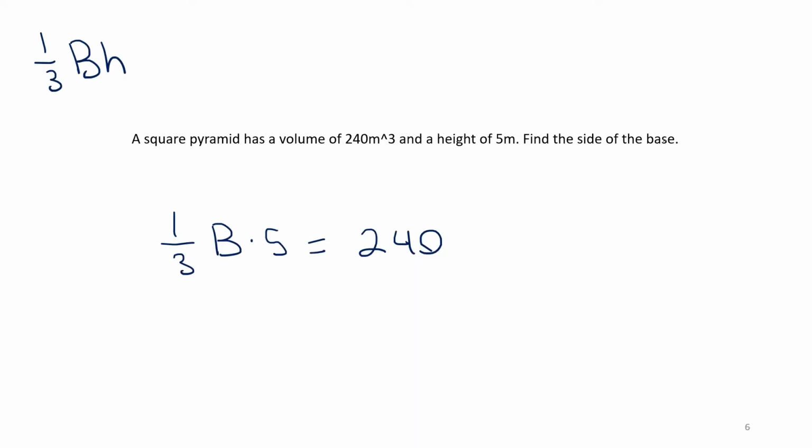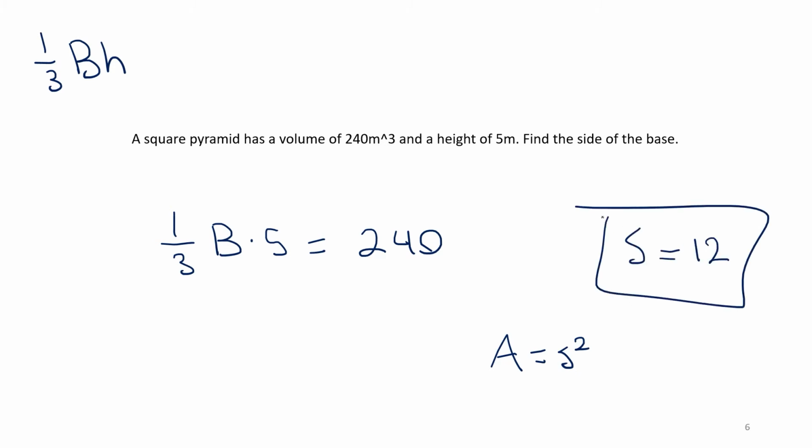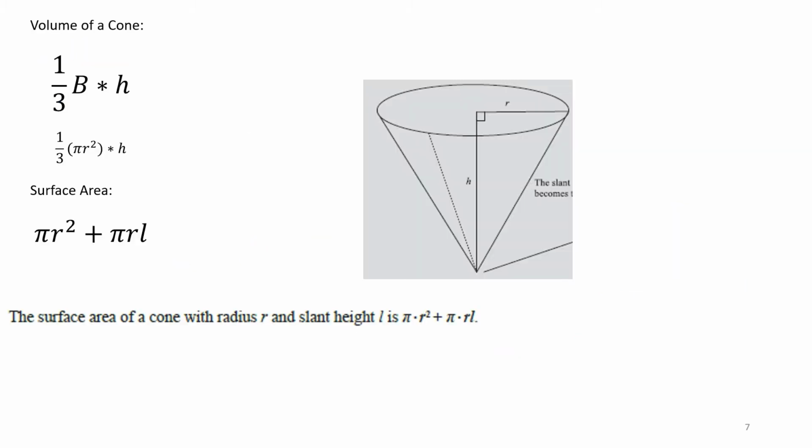But it wants the side. Because this is a square, the area is just the side length squared. Right? So the square root of 144 is 12. So our side length is 12 meters. Cool. And if you don't know what the square root of 144 is, no shame, put it in the calculator. Okay, cones are extremely similar.